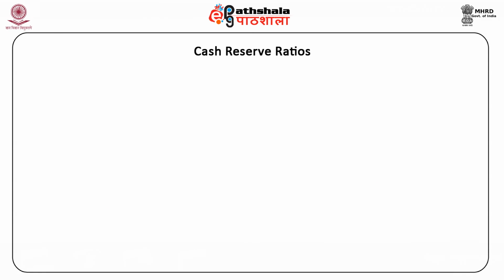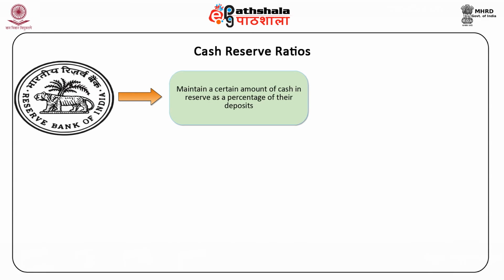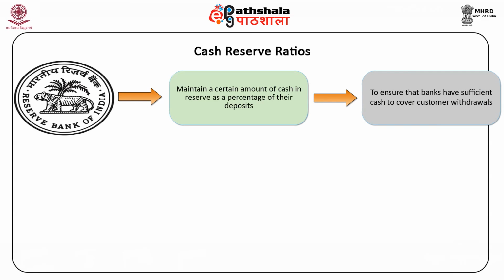Cash reserve ratio. The Reserve Bank requires banks to maintain a certain amount of cash in reserve as a percentage of their deposits to ensure that banks have sufficient cash to cover customer withdrawals, through a computerized and centralized system for accurate monitoring of balances maintained by the banks with the Reserve Bank. An increase in cash reserve ratio reduces the excess reserve of the banks. A decrease in CRR increases the excess reserve of the banks.